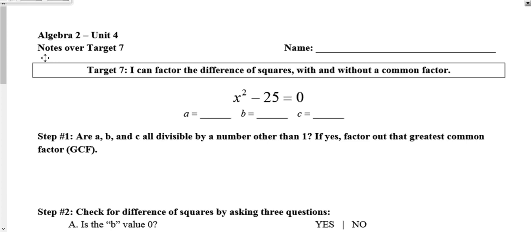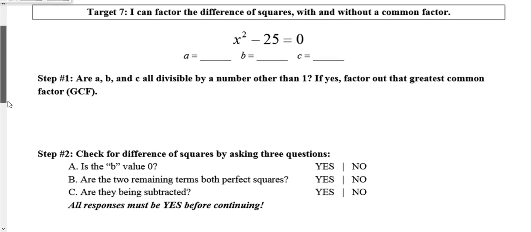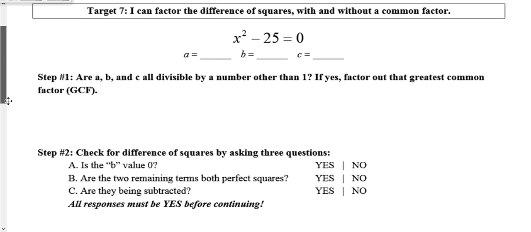We're going to continue on our factoring adventure here on target 7. So taking a look at these notes, this is actually a special case of factoring. It's called the difference of squares. You can definitely factor these the same way that we did on target 6 if you'd like to, but if you can remember this, it's so much easier to remember the shortcut that we're going to show you on the difference of squares.